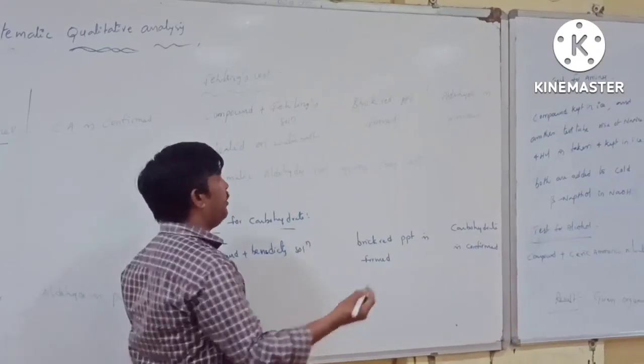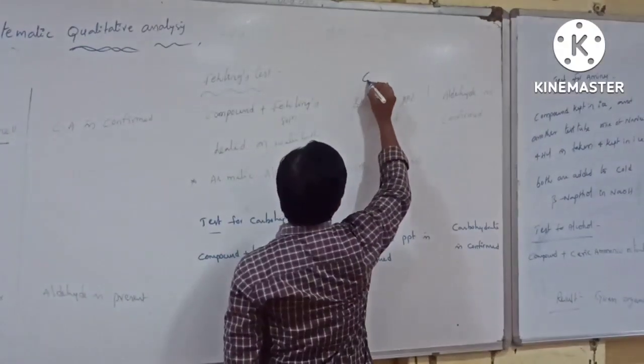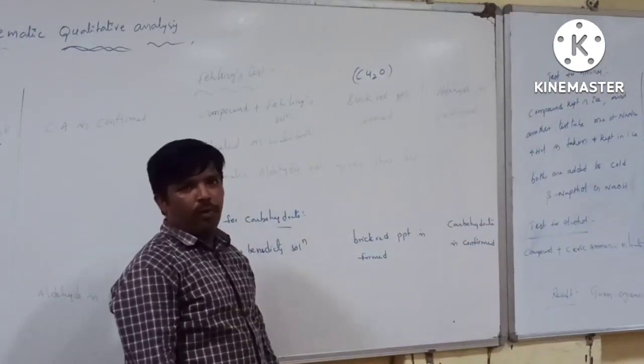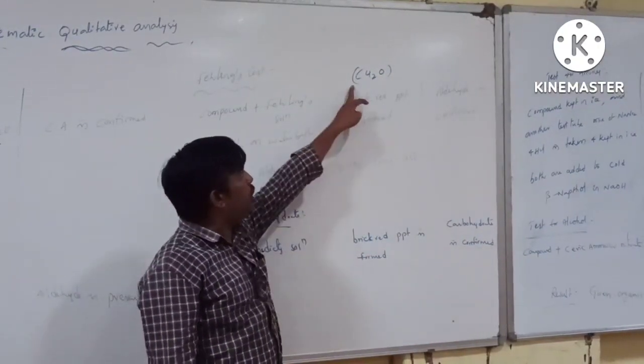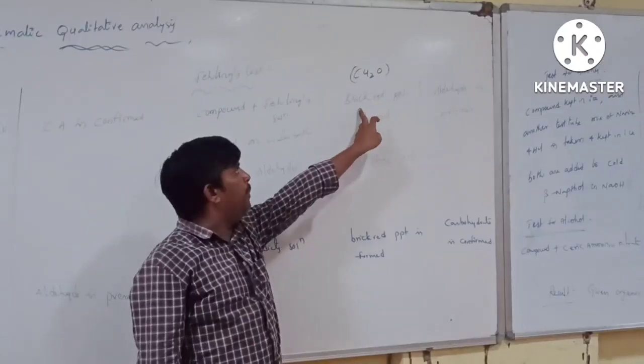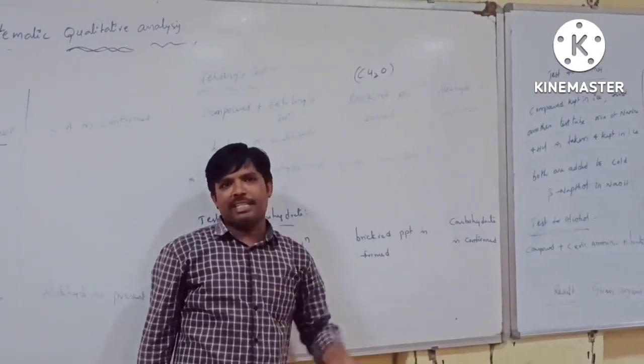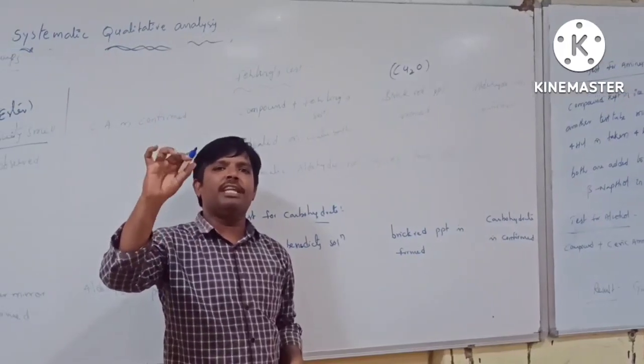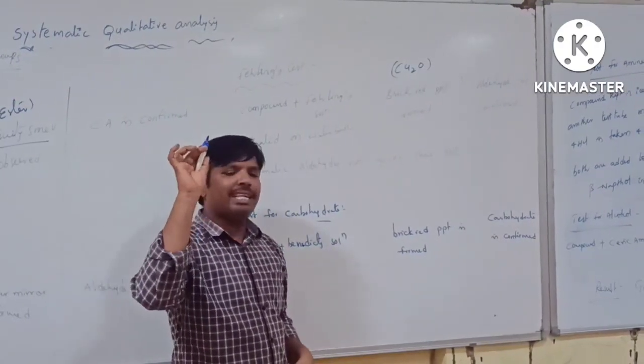Okay, the brick red precipitate itself indicates Cu2O. The formation of Cu2O indicates the brick red color. Okay, aldehyde is confirmed. The formation of brick red itself indicates that aldehyde is confirmed.